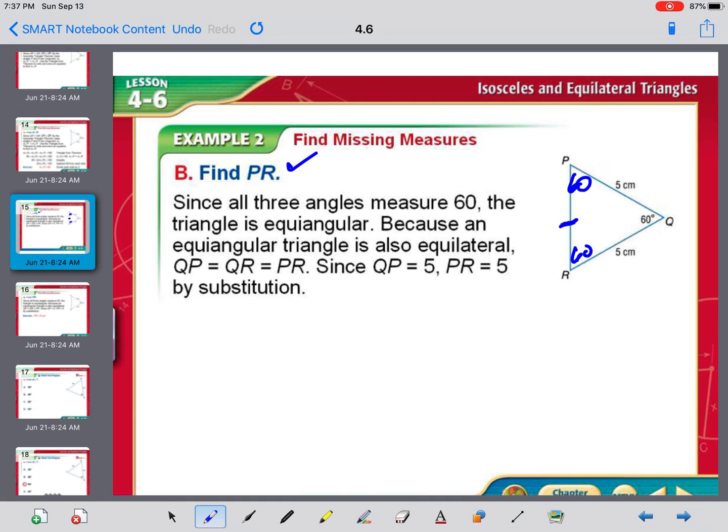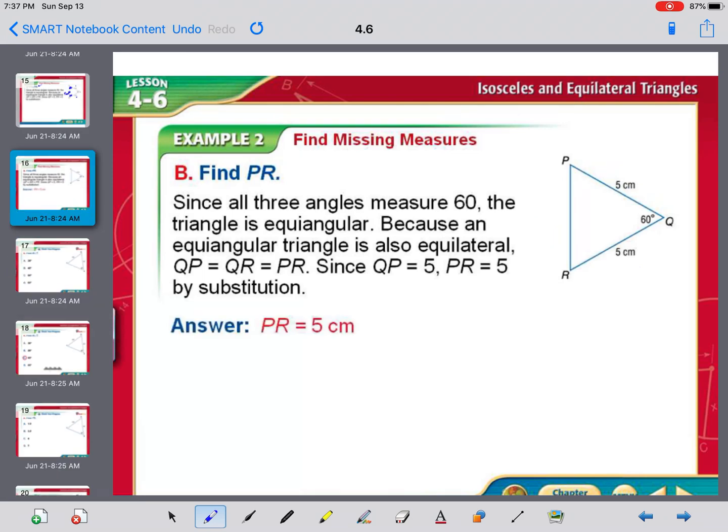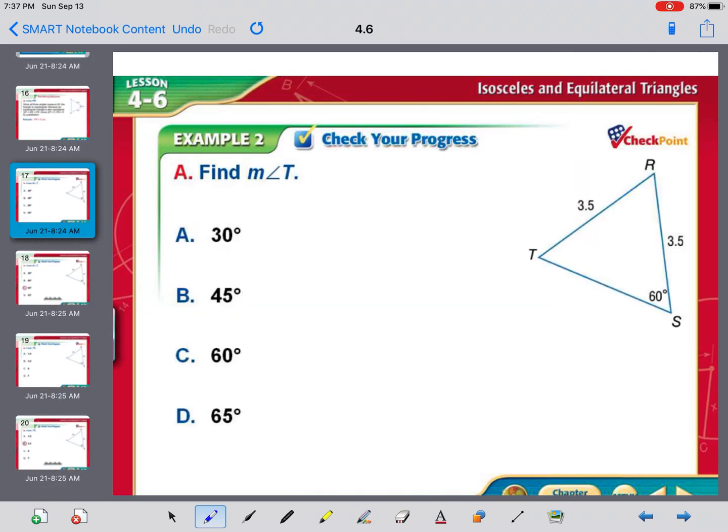Find PR, it says. The measure of segment PR. It's this segment here. Because we know this is 60 and this is 60, then it's equiangular. All the angles are equal. And we already said if it's equiangular, it's automatically equilateral also. So if that one's 5 and that one's 5, then that one is 5.